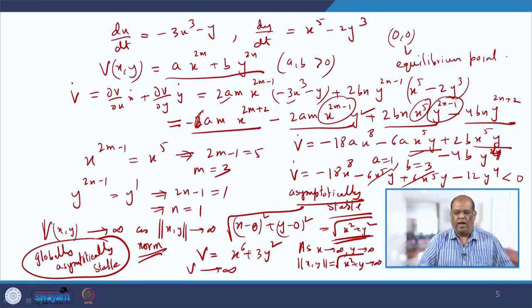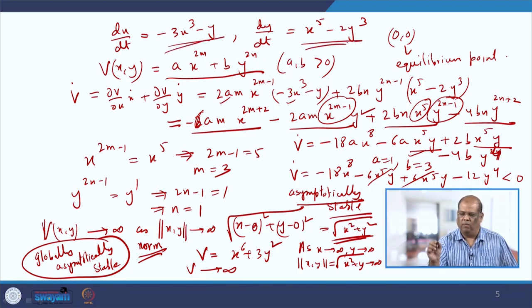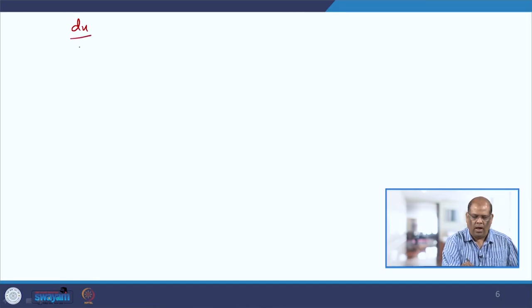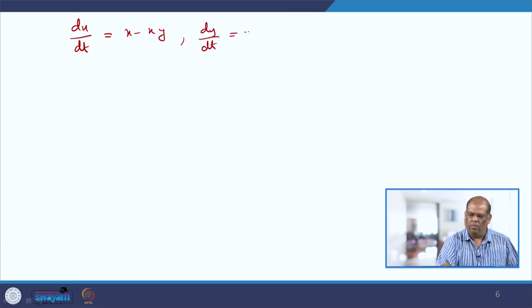So, this is another technique of finding this expression for the Lyapunov function, but it works only in certain sets of problems where the right hand sides are higher powers of polynomials. In our next example, we take an equation where you have an equilibrium point (x star, y star) which is other than (0, 0). So, dx/dt equal to x minus xy and dy/dt equal to minus gamma y plus xy.